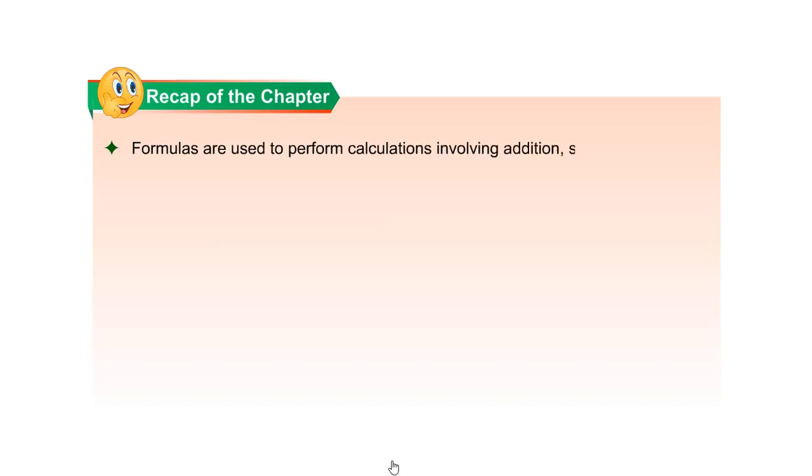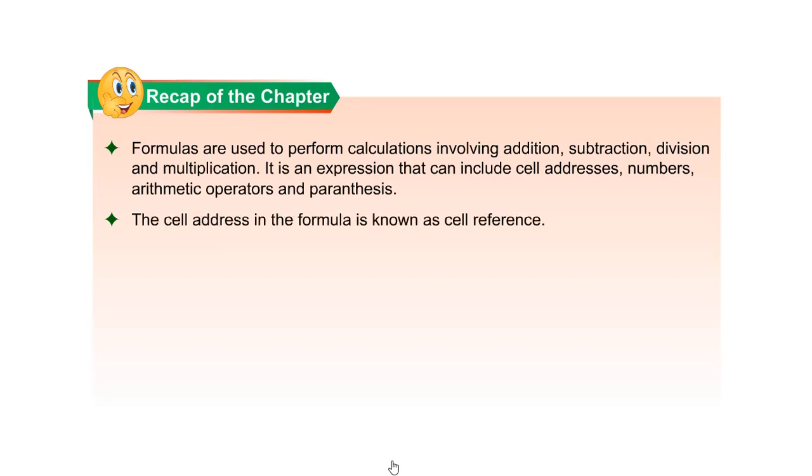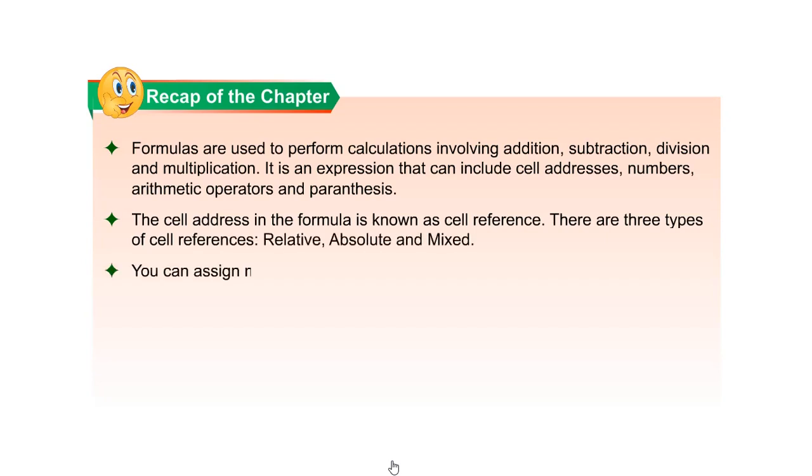Let us quickly glance through the key points discussed in this chapter. Formulas are used to perform calculations involving addition, subtraction, division, and multiplication. It is an expression that can include cell addresses, numbers, arithmetic operators, and parentheses. The cell address in the formula is known as cell reference. There are three types of cell references: relative, absolute, and mixed. You can assign multiple cells to a formula by creating a reference or a range.